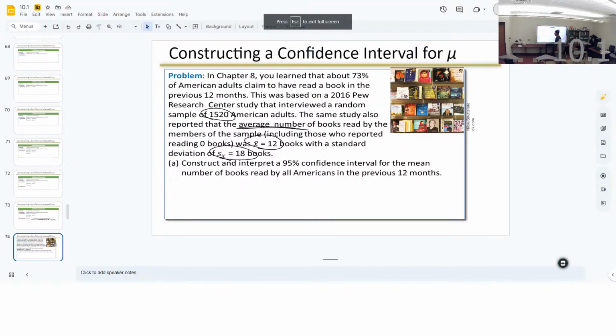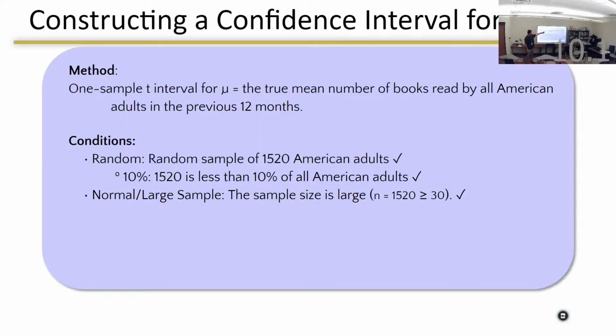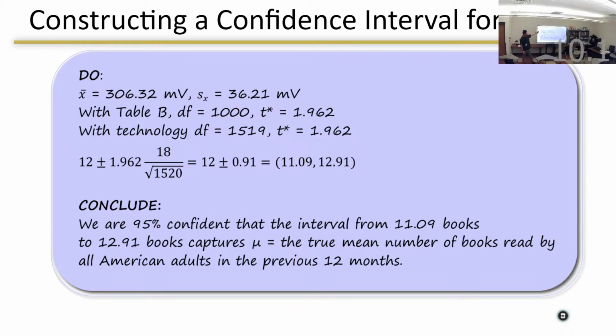You can bet your bottom dollar on the test there's going to be a question just like that. Very, very similar. Construct and interpret. I don't know if it's one sample or two samples. One sample T interval for mu, the true mean number of books read. Do I need to put all that stuff? Doesn't hurt. If you don't, probably okay. Random sample, 10% condition, normal, large counts. Check, check, check. There's X bar, there's the standard deviation. I don't use the table. You don't have to put the T critical value. They need the interval. You can, it's not wrong.